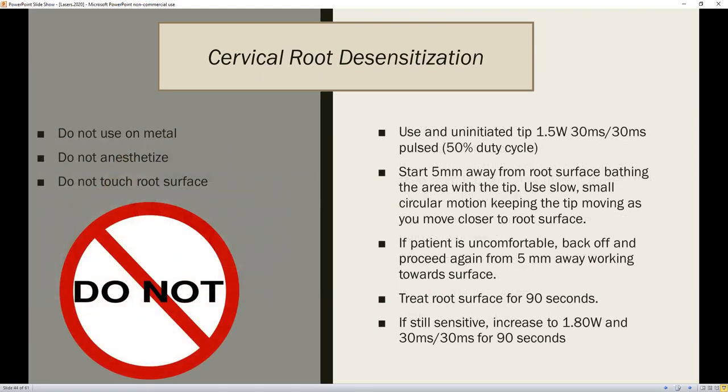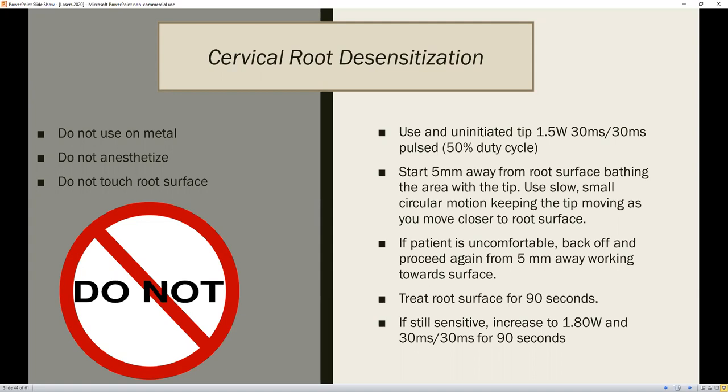What kind of metal object could be in the mouth? You want to be careful when you're using lasers. You're going to do a screening first. You don't want to use the laser around metal: braces, crowns, piercings, because the metal can conduct heat from the laser. You don't need to anesthetize, which is great, and you're not even touching the root surface. You're using the light waves.